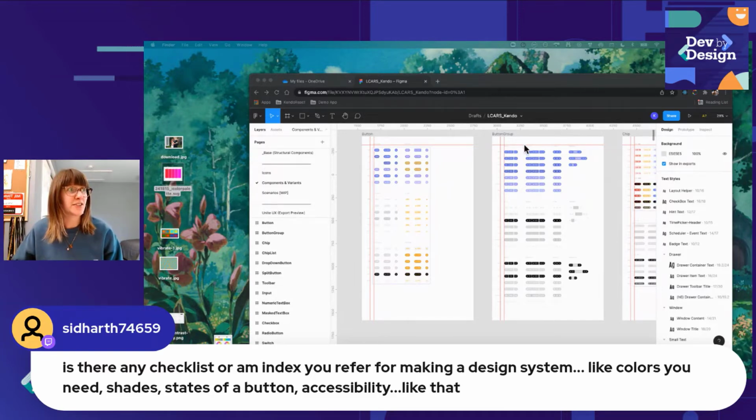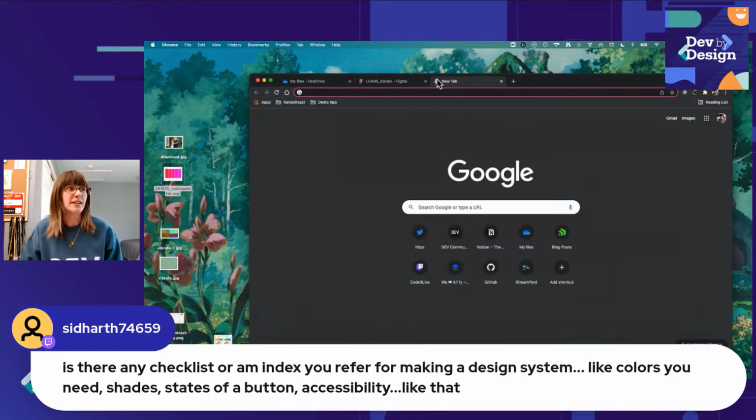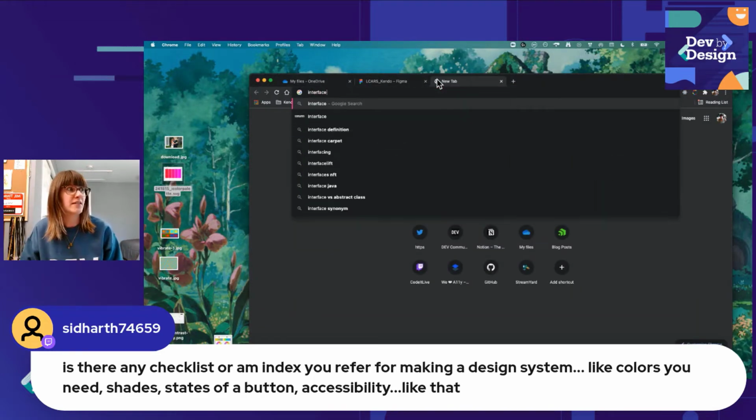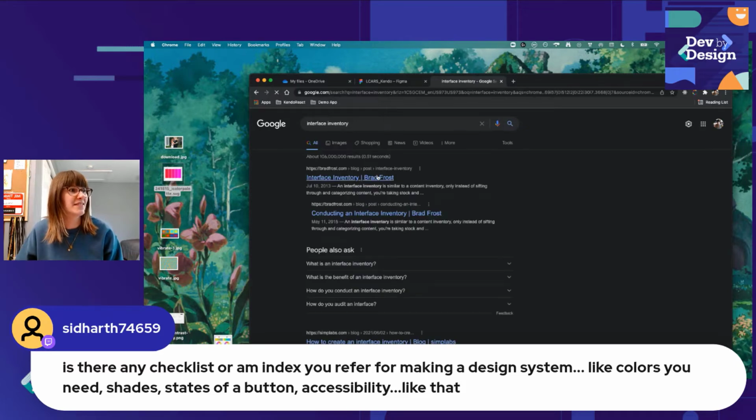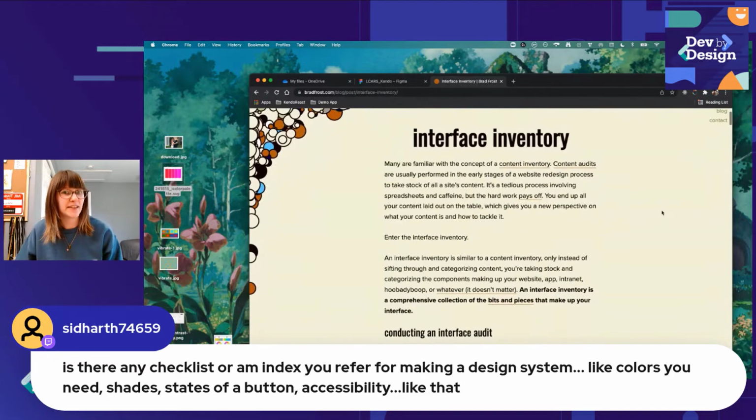Brad Frost actually has a term for this. He calls it interface inventory. Really, really good. I really like this approach. I'll drop this link in the chat.